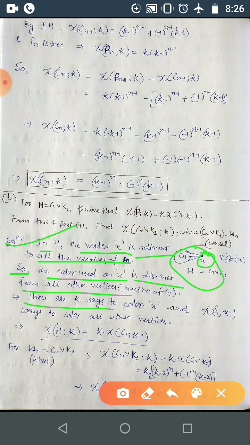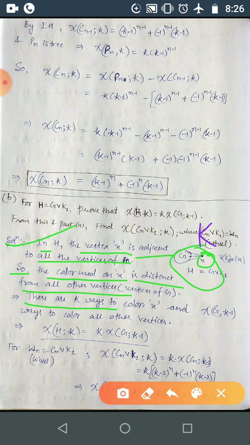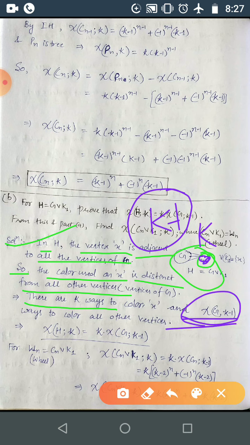So there are K ways. Out of K, there are K ways to color X, correct? There are K ways to color X, and how many ways to color G? There are chromatic polynomial of G when K minus 1, because one color is already being used, so we can't use it. So what is left is K minus 1. So out of K minus 1 colors, we need to color G. That can be done in chromatic polynomial of G when K minus 1 colors are given.